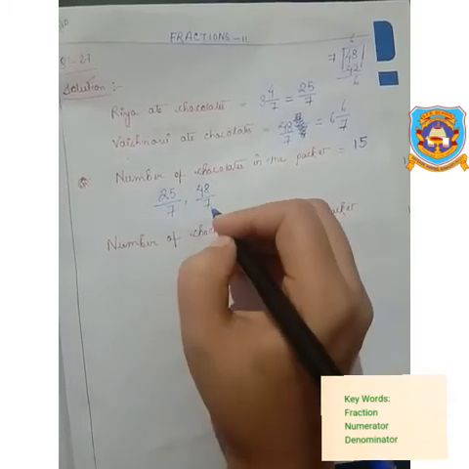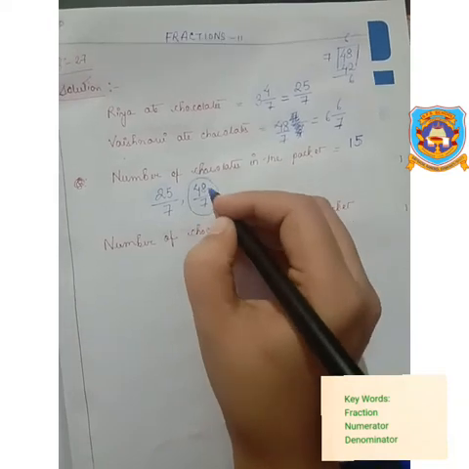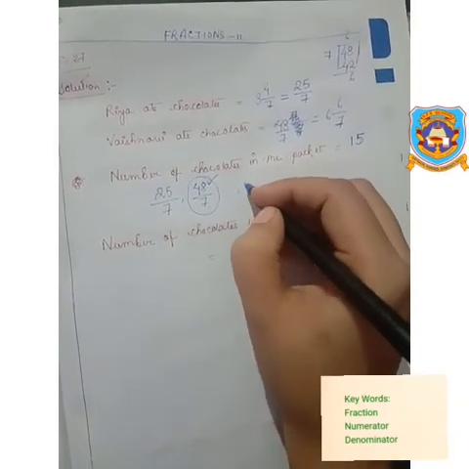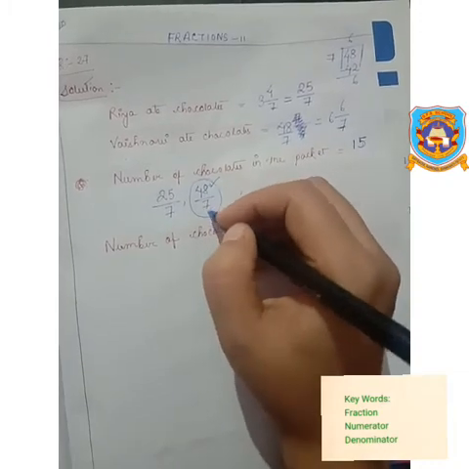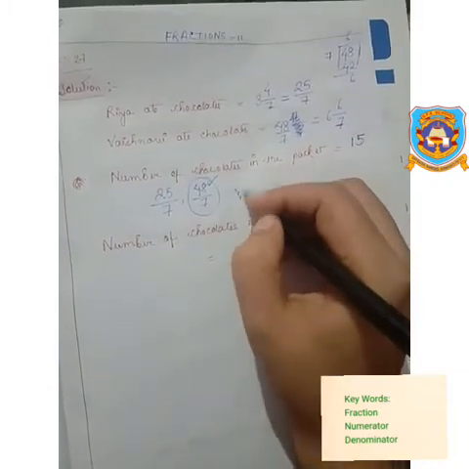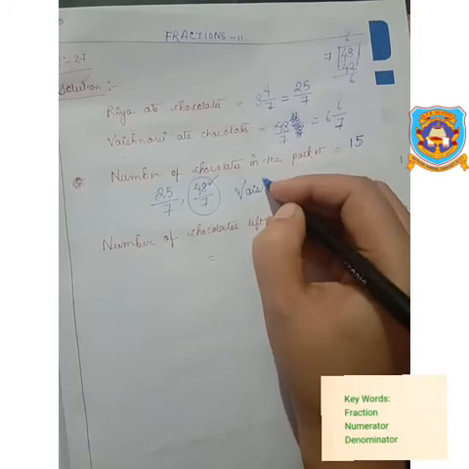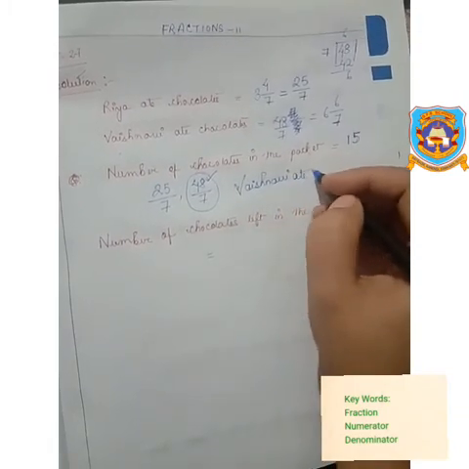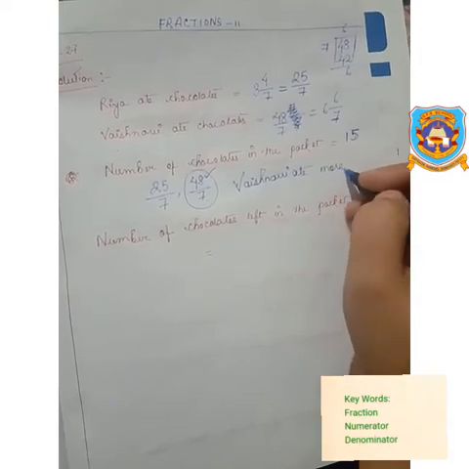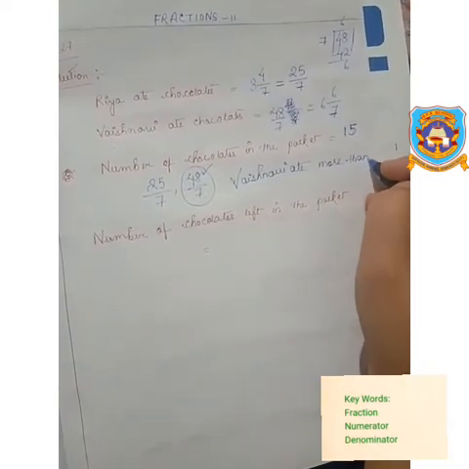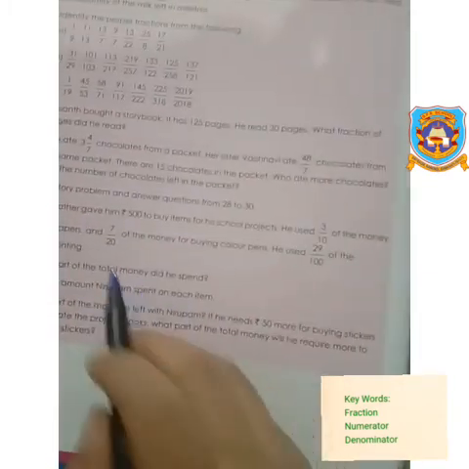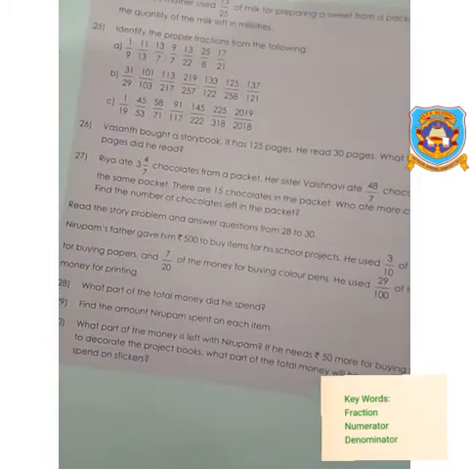Both are like fractions, isn't it? So this is greater. We are comparing the numerator here. 48 is bigger than 25. So who has eaten 48 by 7? Vaishnavi. So Vaishnavi ate more than Ria.